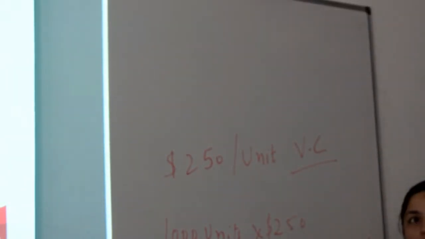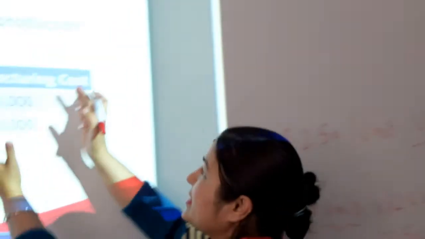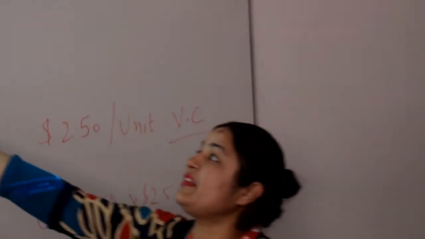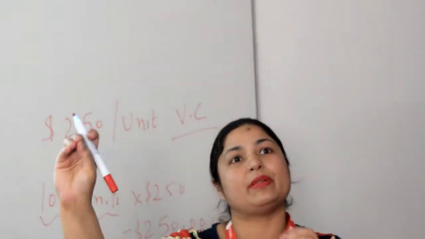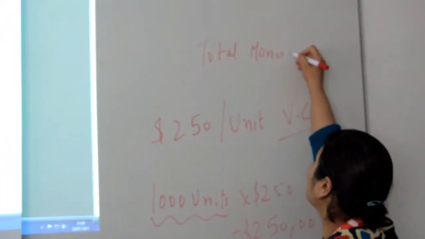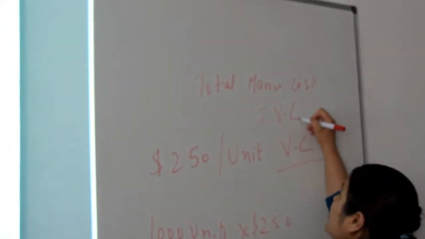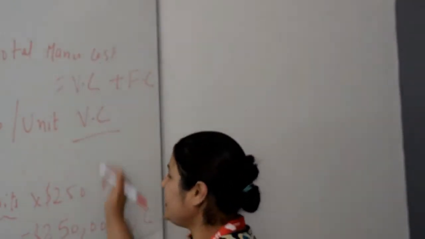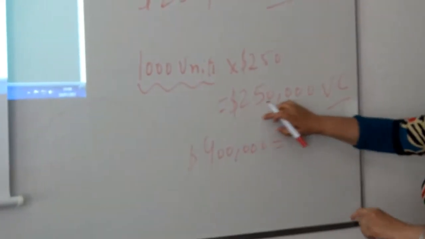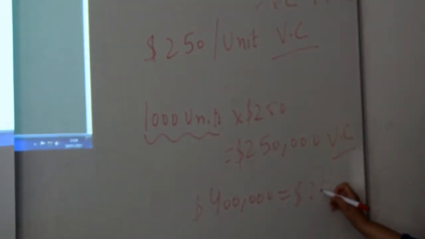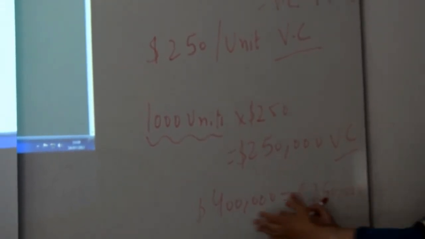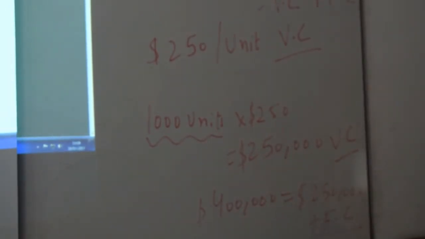So if this is the variable cost for 1,000 units, and as per the question, this is the total manufacturing cost for 1,000 units, which is a combination of variable cost and fixed cost, I would say total manufacturing cost is equal to your variable cost plus fixed cost. So this $400,000 is a combination of your variable cost, which is 250,000, and your fixed cost. So what is the fixed cost? The fixed cost is 150,000. Absolutely, this take away this gives you the fixed cost.